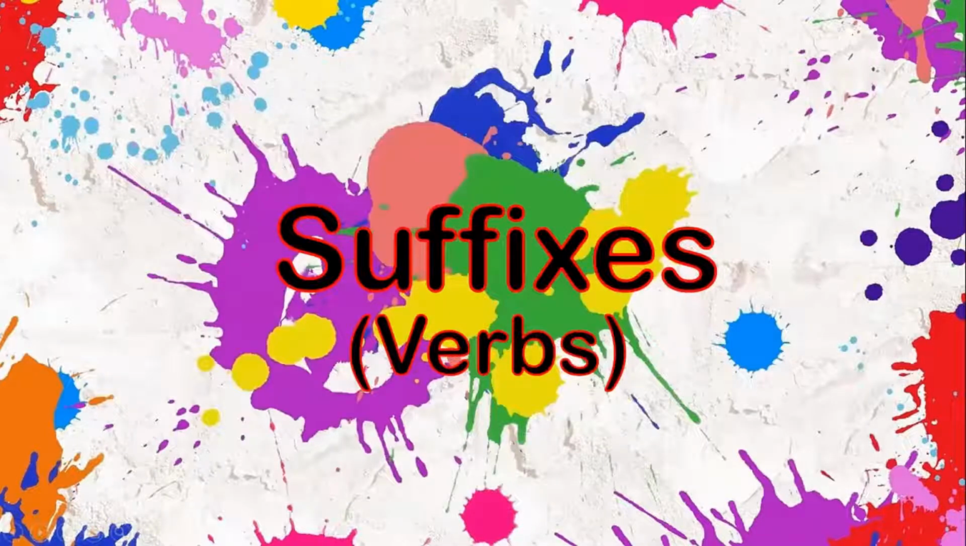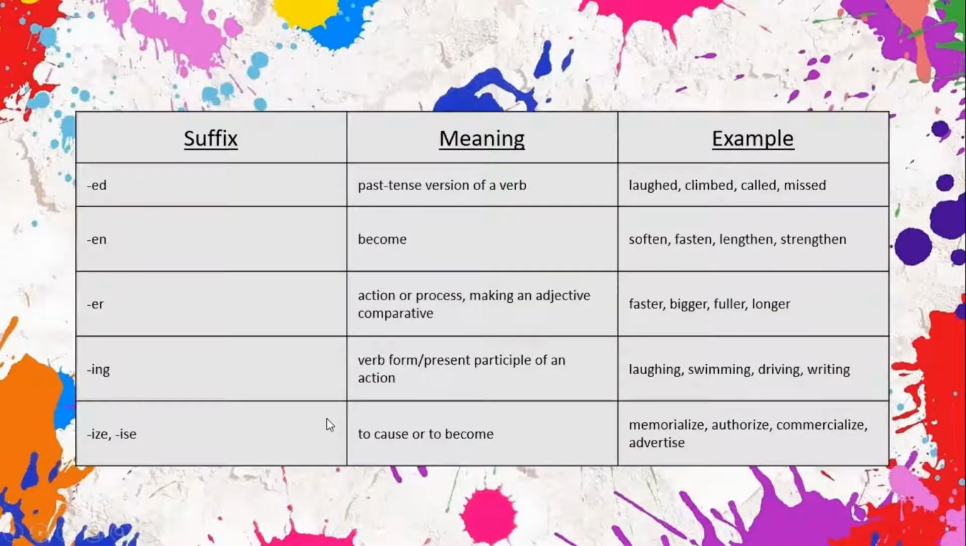So let's look now at our suffixes that we use to form verbs: ed, en, er, ing, ize, se. So laugh is our root word, swim is our root word, drive is our root word, write is our root word, and we're adding the suffix ing.